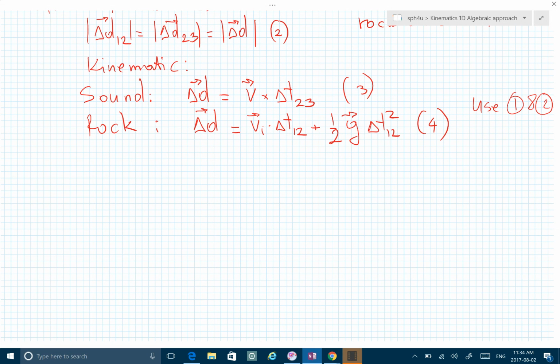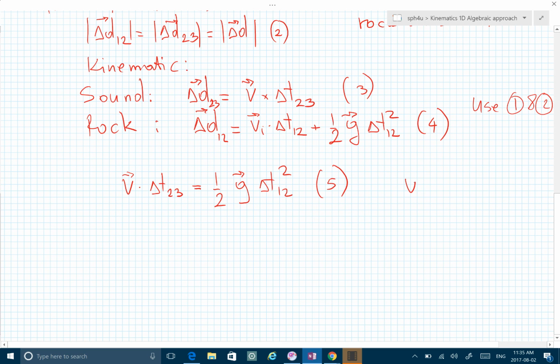So first of all, both of them have delta d. Let's write here, this is delta d from 2 to 3, from 1 to 2. Since the left side is the same magnitude, what we can write here is that v times delta t from 2 to 3 is equal to, now initial velocity is 0, right? So it's just half of g times delta t from 1 to 2 squared. And here's our equation 5. Remember, vi is 0, so it was omitted.